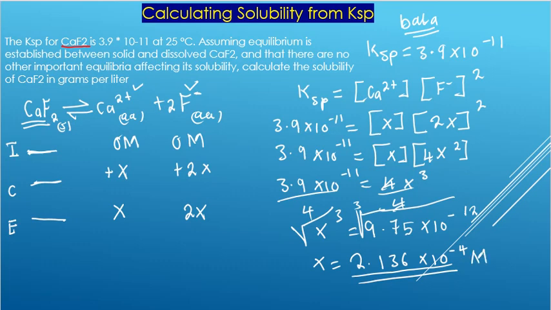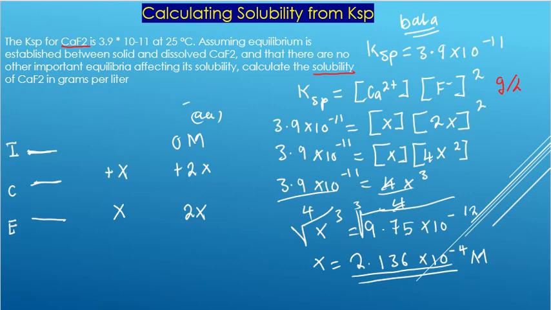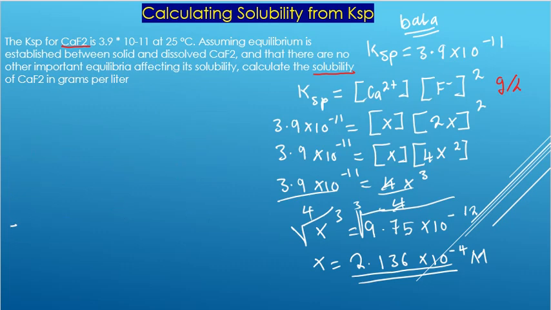Notice that this is not a final answer because the question is saying we calculate the solubility. And solubility is supposed to be in grams per liter. So how do we go about solving this one? Okay, it's very simple. In order for you to change everything to grams per liter, you're going to involve stoichiometry.